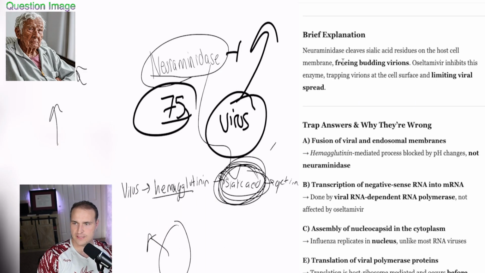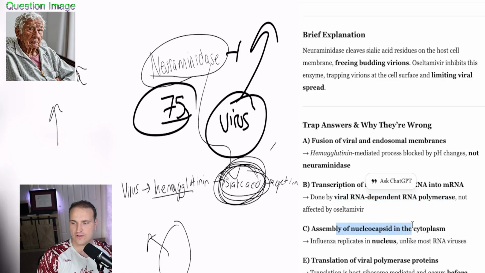All right, there's our explanation. Neuraminidase cleaves sialic acid residues, freeing the budding virions. Oseltamivir inhibits that, trapping them inside, limiting the viral spread. Fusion is hemagglutinin mediated. Transcription of RNA's negative sense into mRNA is done by the viral RNA-dependent RNA polymerase.